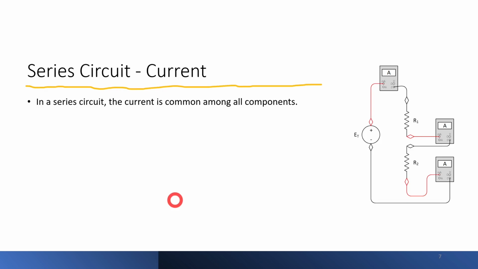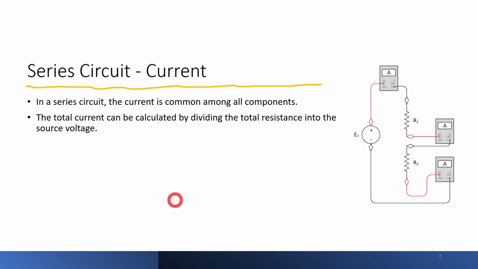Okay, let's look at current in a series circuit. In a series circuit, current is common among all components. In other words, the same current that goes through R1 is going to go through R2. The total current can be calculated by dividing the total resistance into the source voltage, which is our total voltage.